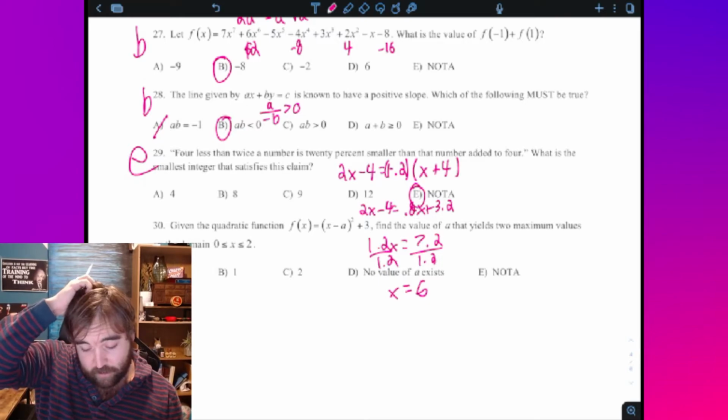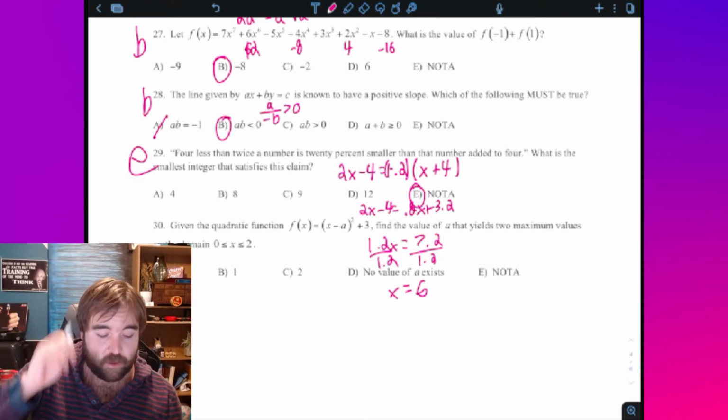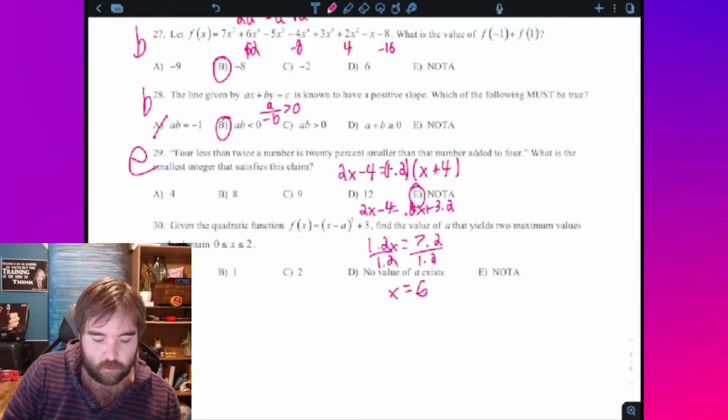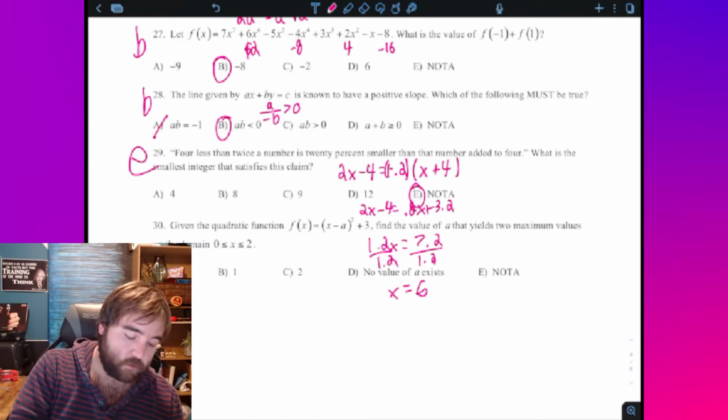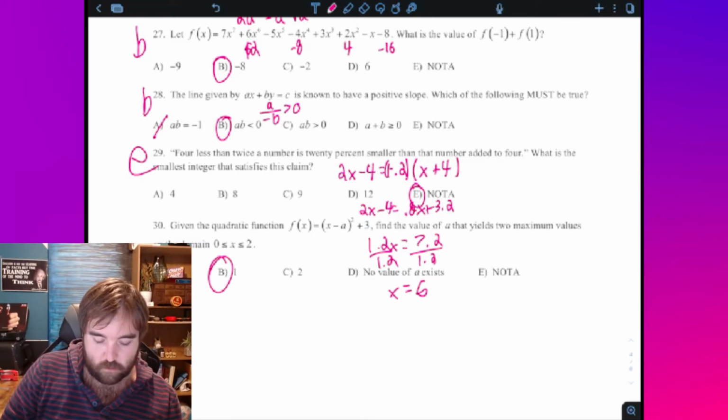Given that quadratic, find the value of a that yields 2 maximum values on the domains 0 and 2. The value of a that yields 2 maximum values. Think lots of values. Maximum values on the domain 0 and 2. Yeah, 1 does. Right in the middle. Yeah, for sure.